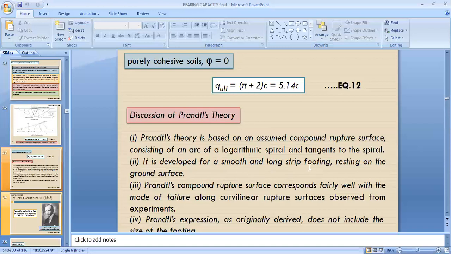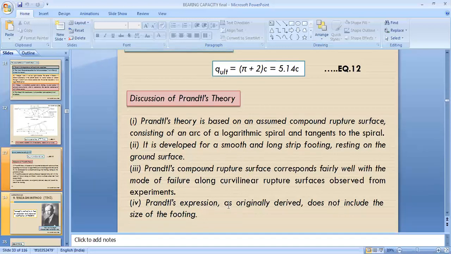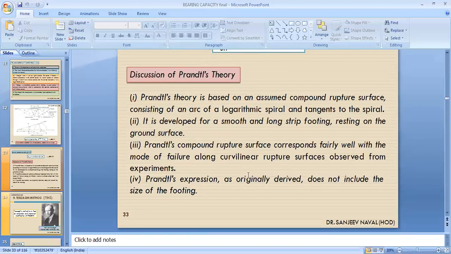The depth of foundation has totally been neglected by Prandtl, and Prandtl's compound rupture surface corresponds fairly well with the mode of failure along curvilinear rupture surfaces observed from the experiments. Now, Prandtl's expression as originally derived does not include the size of the footing. This is one of the limitations: the size of the footing has totally been neglected by Prandtl's theory.